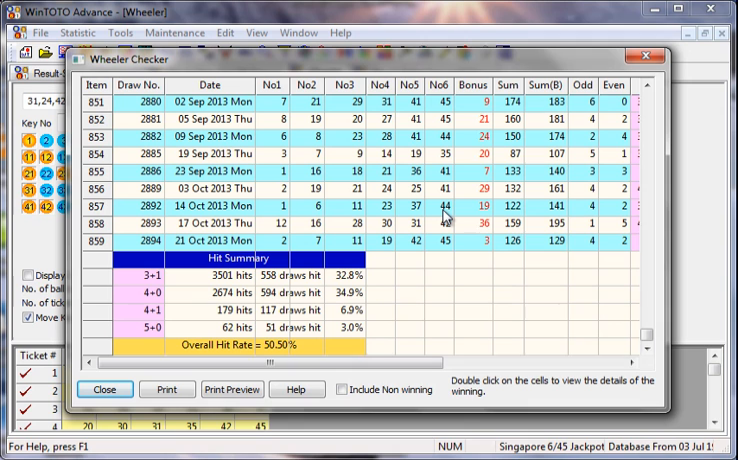You can actually see for yourself. I mean, there's nothing to hide. All the figures and facts are all here. I'm not doing a magic. I can't do a magic at all. It's very obvious to you that WinTOTO Advanced not only increases your chance of winning, it also helps you reduce, to make sure that you are always staying fit to continue to play.